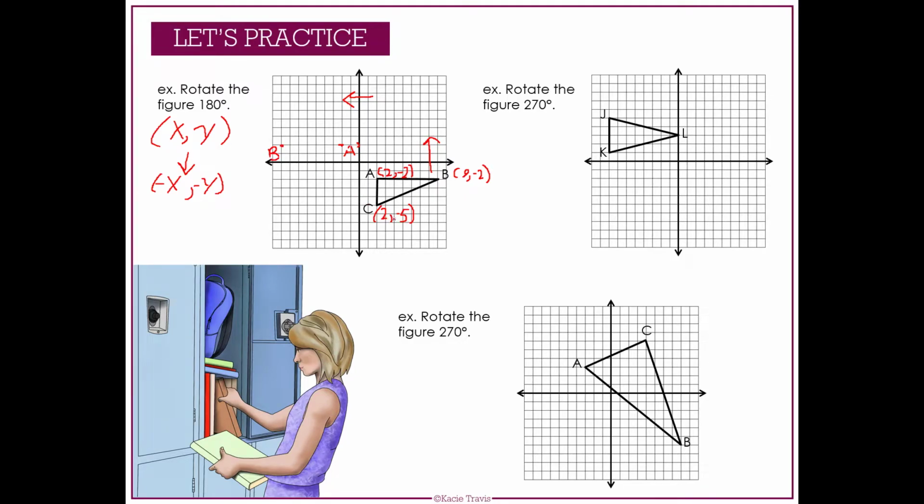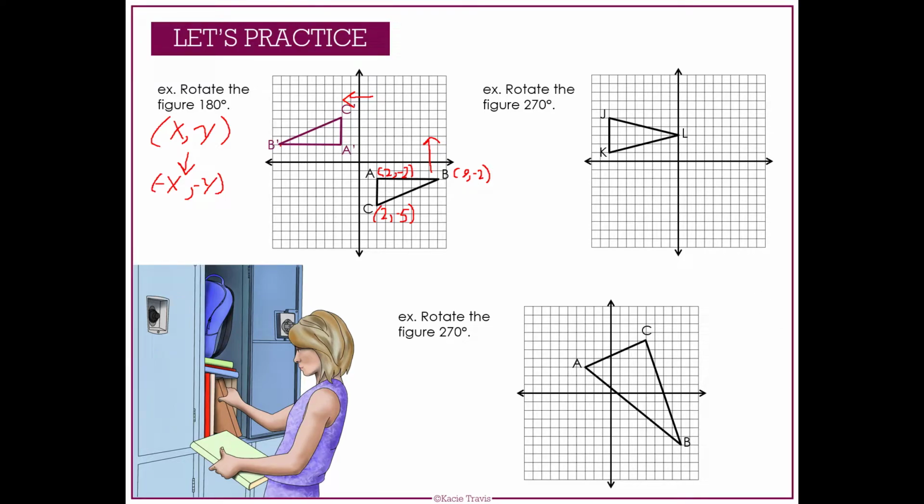Then C goes around. We still have 2 and 5, but now the 2 will become negative, the 5 will become positive. So that should be where C prime is. Let's see if I'm right. And yes, I am. So again, same places where this stuff was before, just look relatively the same thing as it was, but after, okay? It's exactly like you just turn your paper around and then you were able to go through and see that it was over there. Okay.